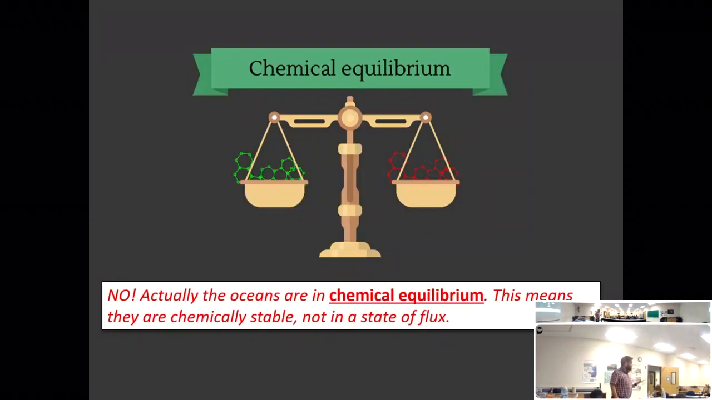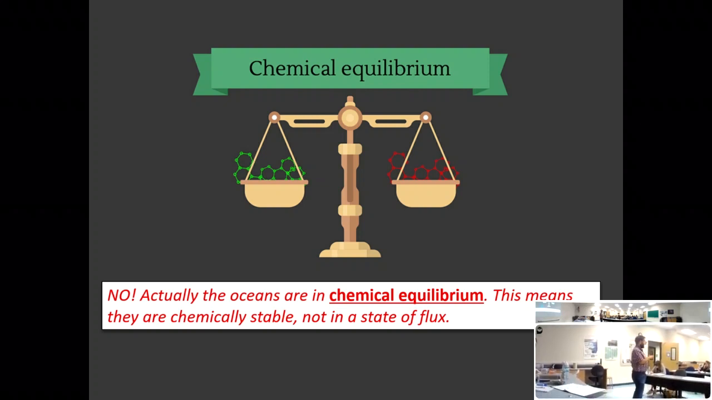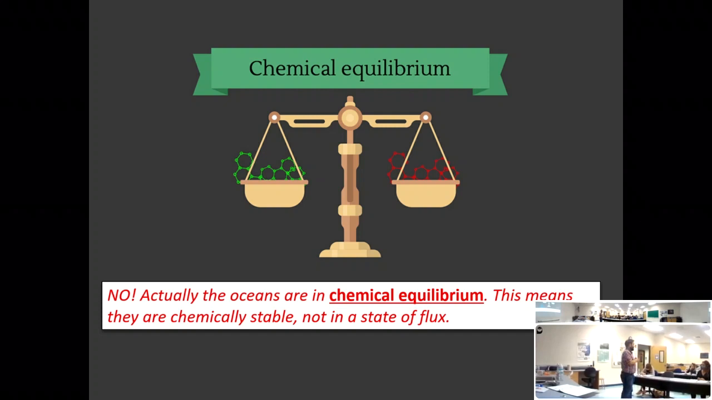So the oceans are in a state of chemical equilibrium. That means the salinities are going to stay relatively the same, and the composition of those salts will stay relatively the same. Everything is in a remarkable state of equilibrium. And the reason they don't get saltier is because there are processes that remove salt from the ocean, and there are processes that bring salt in. So they balance each other out. Okay?